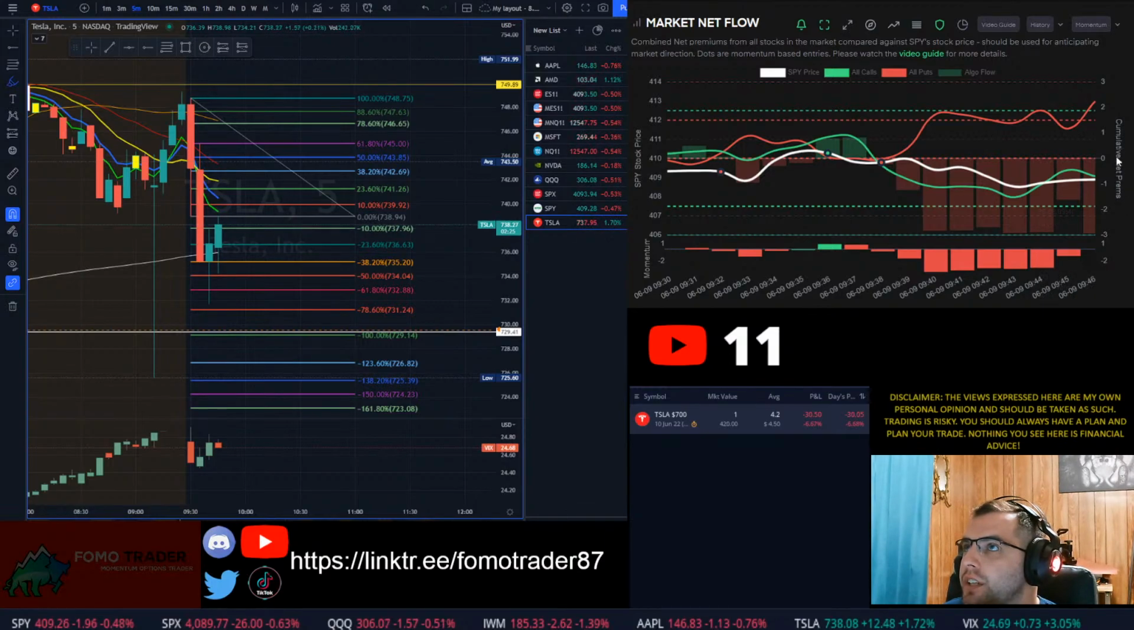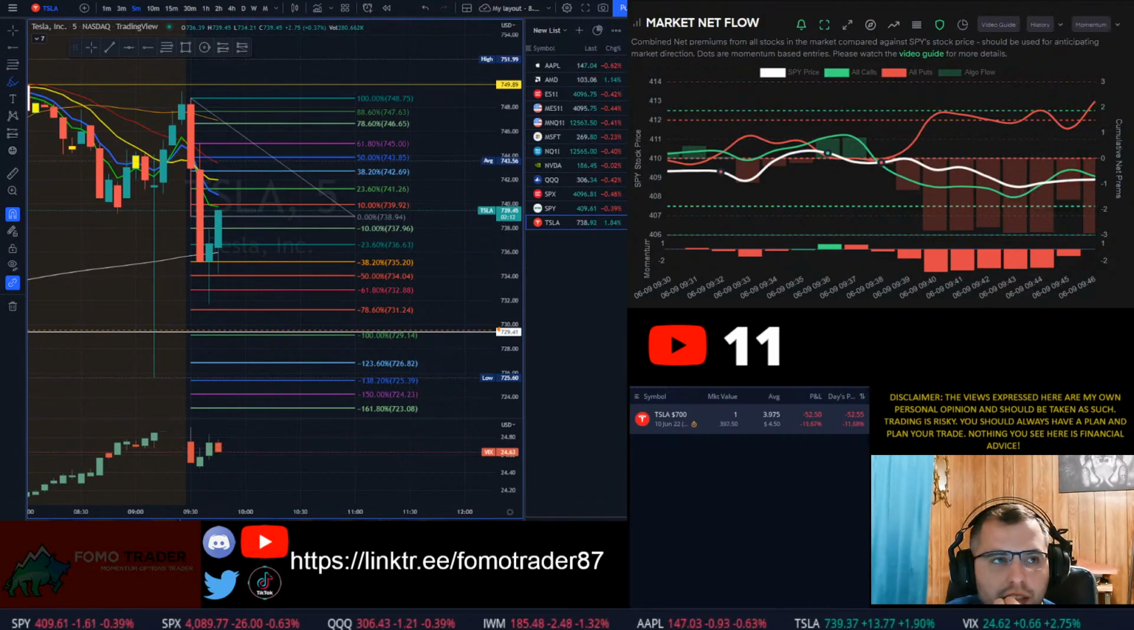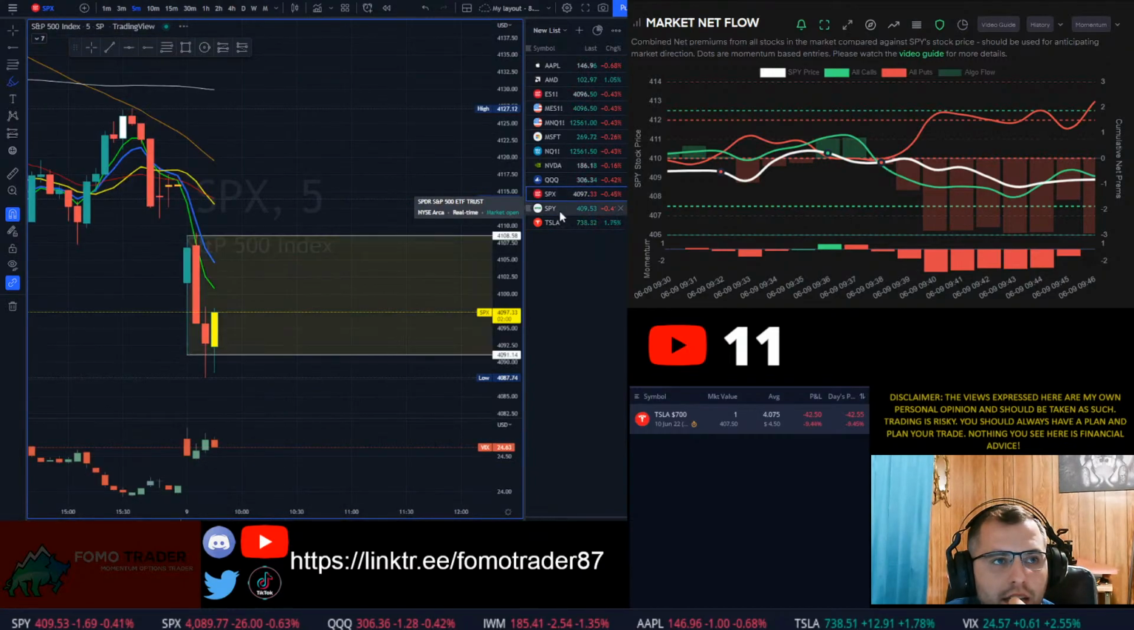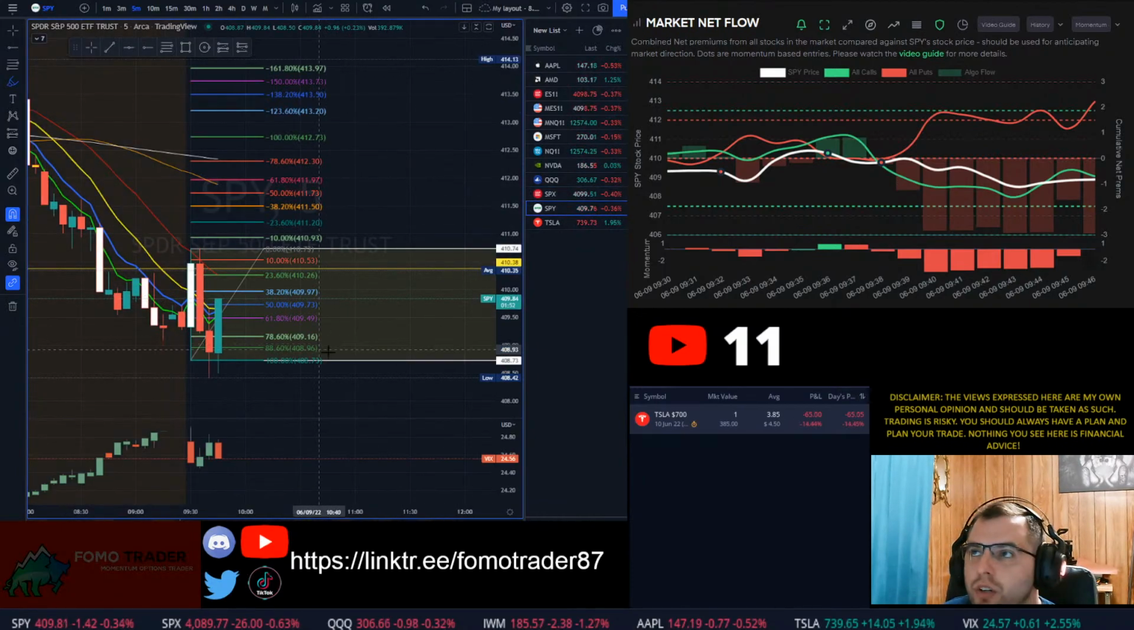Market net flow over here. Our puts are drastically increasing here. Our momentum did slow a little bit, but our algo is still in the negatives here. Calls are rather flat. On Tesla, that 8 EMA is still acting as resistance for now. SPX moving right back into the orb. SPY as well.